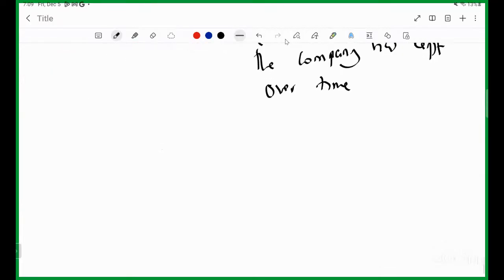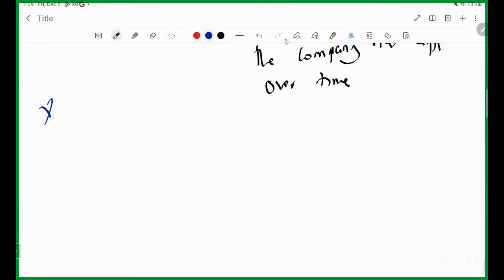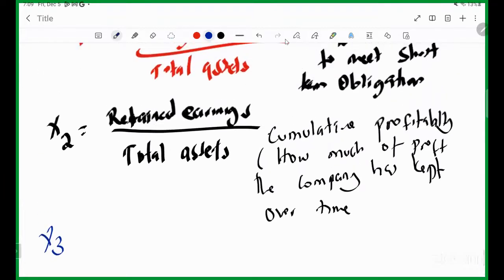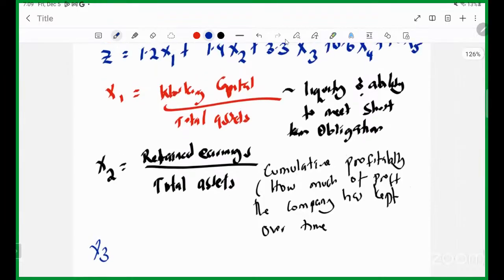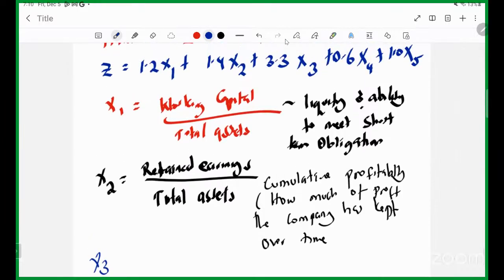Then, he said that X3. Am I fast? Excuse me, sir. Yes, sir. A question, just in case we are not given retained earnings in the information, can we use the reserves to replace the retained earnings?